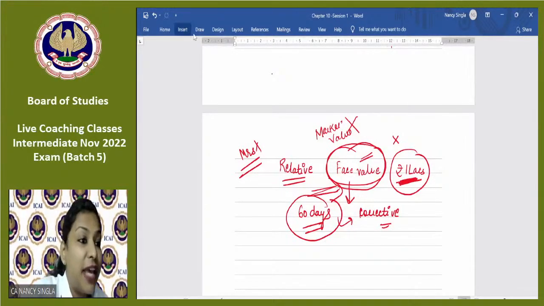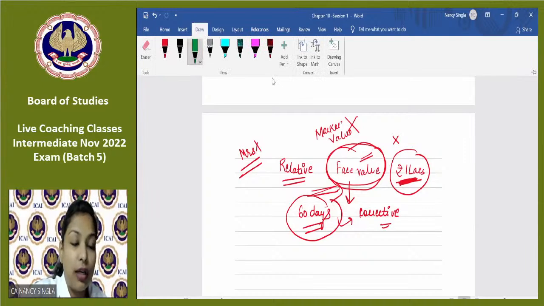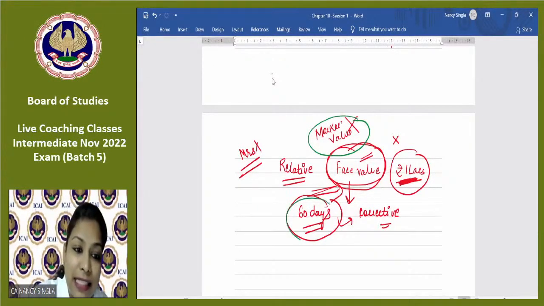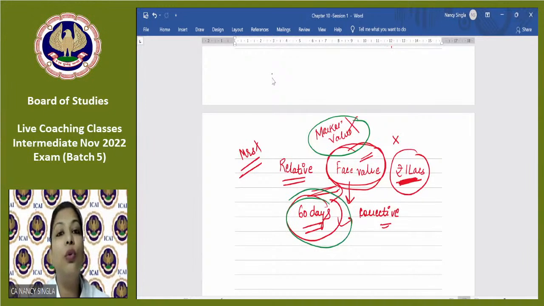And here a very important point, as I told you, that we are not talking about market value. You may get an MCQ that with respect to the shares being held by Mrs. X, the market value is rupees 2 lakhs. So in that case, there will be no disqualification. Why? Because we need to see the face value. If face value is less than 1 lakh, then there is no disqualification. And the 60 days corrective period is given with respect to holding of shares by the relative.